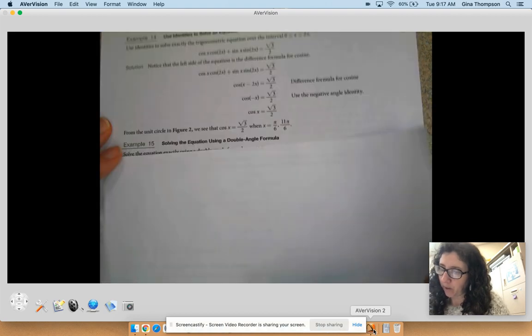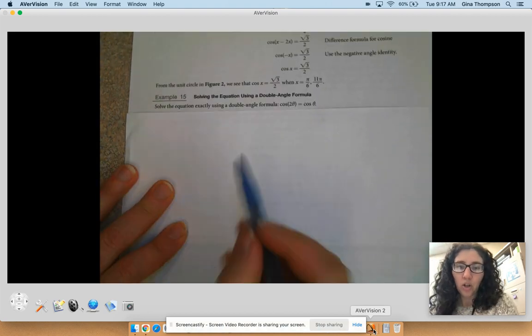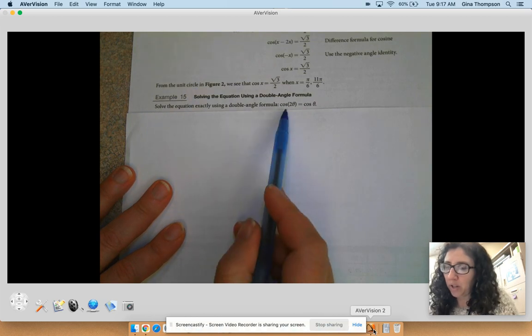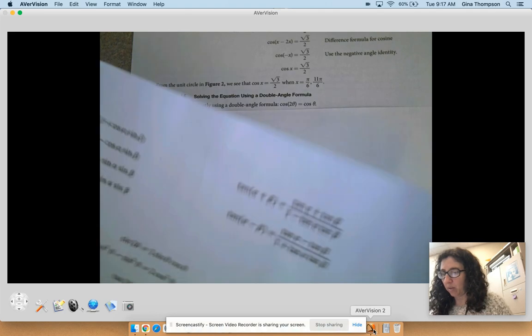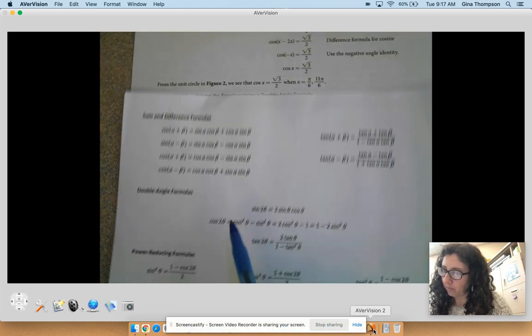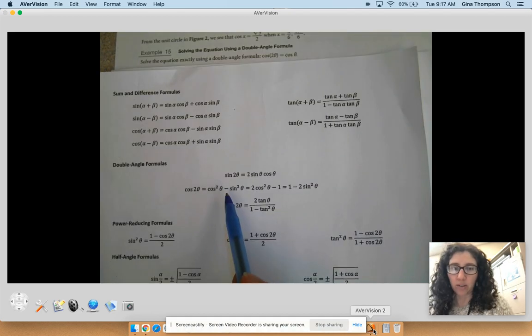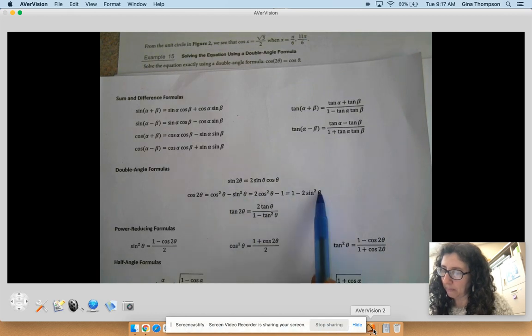Okay, what about this one? I need more scratch paper. Solve this exactly using a double angle formula. Cosine of 2 theta equals cosine of theta. So they're telling me to use a double angle formula. So cosine of 2 theta. This is one where I have options. Which of these am I going to want to use? This one, or this one?